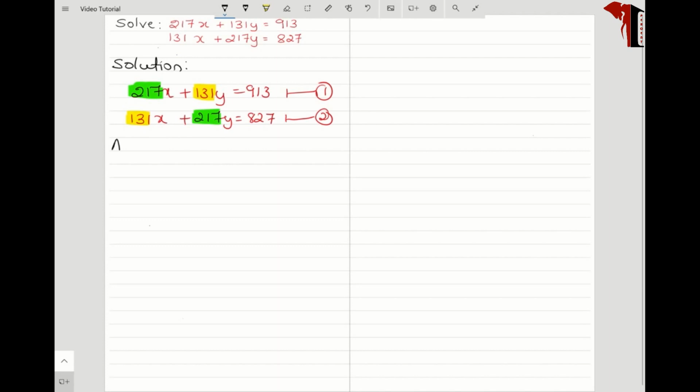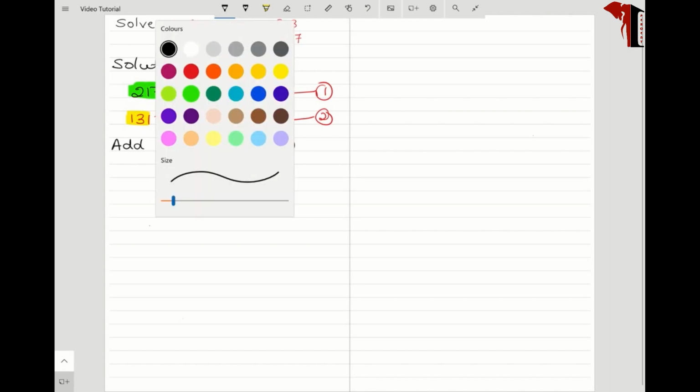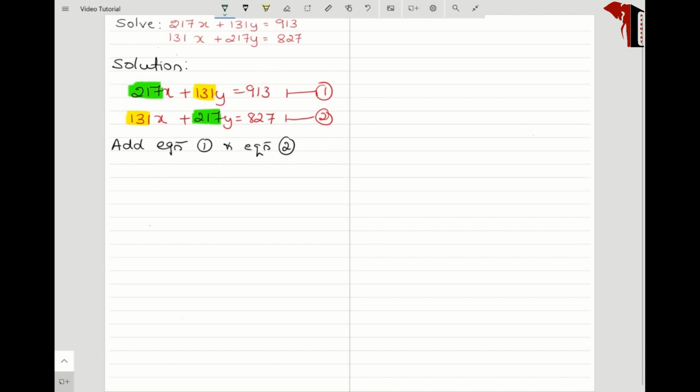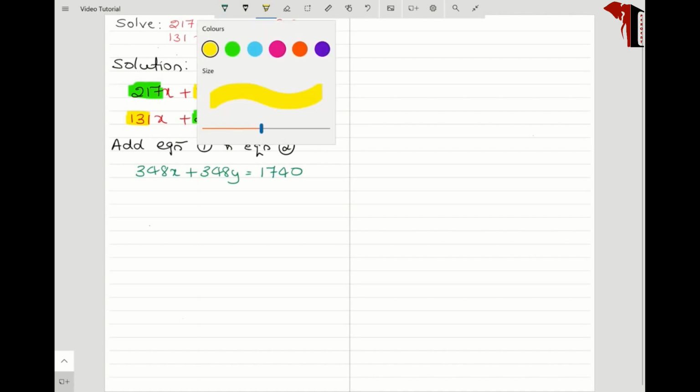So first, we are going to add equation 1 and equation 2. So what do you get when you add? It is clear that when we add these two equations, 217 plus 131 will give us 348x plus 348y equals 1740. Now most of the times what happens, these coefficients usually get cancelled.